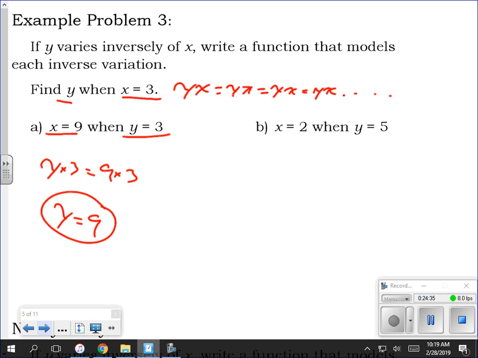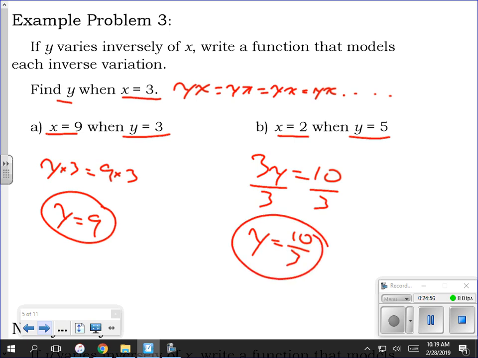Okay. Same thing here. X times y. So 3 times y is equal to 2 times 5, which is 10. Uh-oh. But Mr. Orris, it doesn't go into it evenly. Yeah, and? So you got a fraction for an answer. Who cares? You got the right answer. 10 over 3.